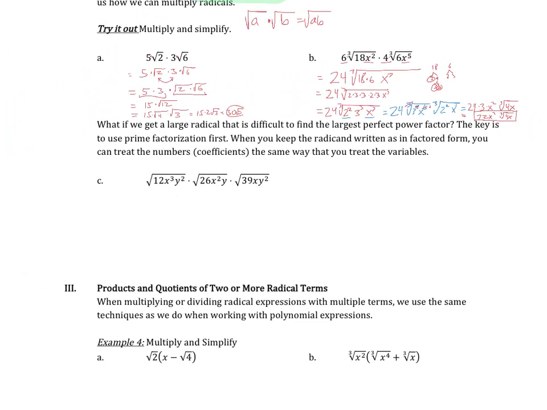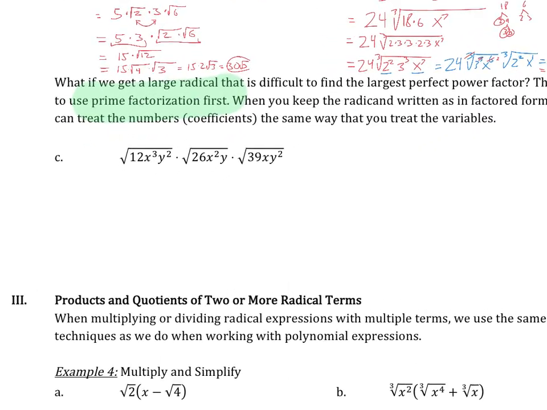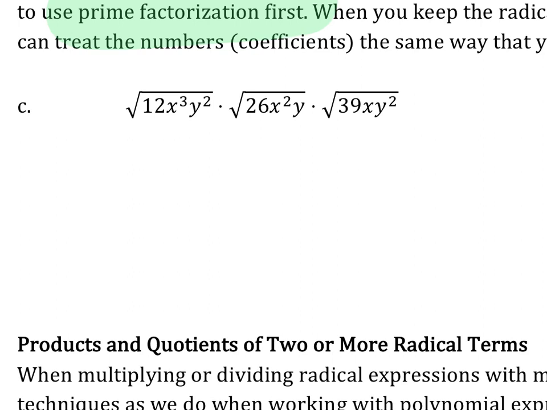Okay. So here's another one. If we have large radicals, it's difficult to find the largest perfect square, right? So the key here, again, is to use prime factorization first, and write that radicand in factored form. And you can treat those coefficients the same way as variables. Okay, so let's see what that is.